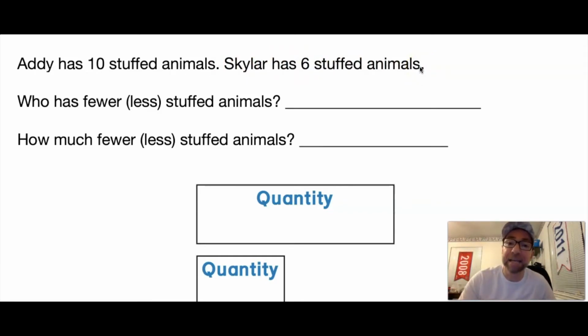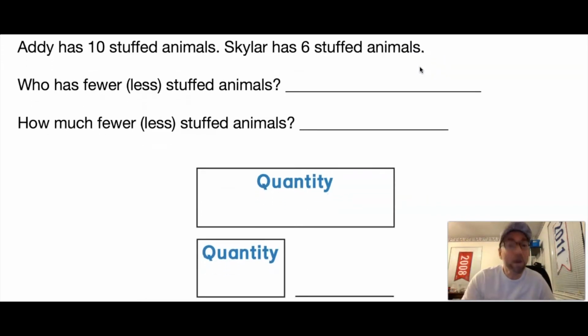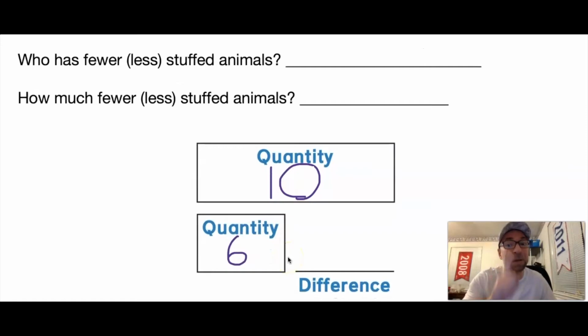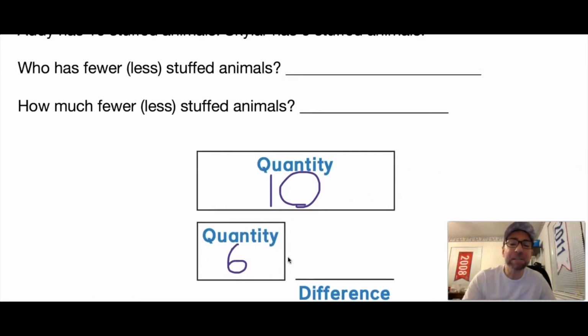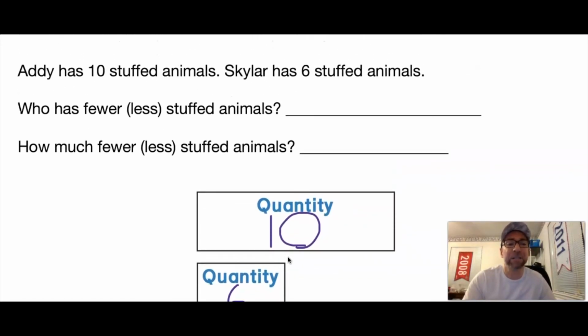Addie has 10. Skylar has 6. Remember, one of the boxes gets the bigger number, and the other quantity box gets the smaller number. Did you put your 10 in the big Q and the 6 in the little q? If you did, you're on the right track. Now we have some questions that we have to answer.